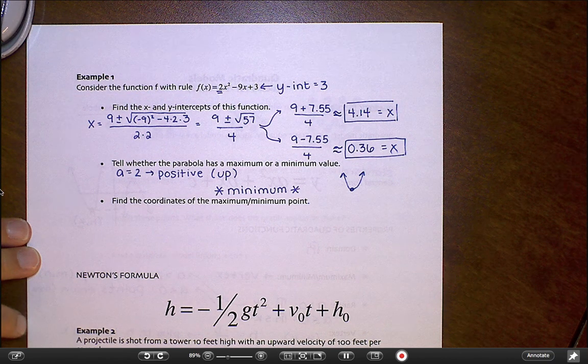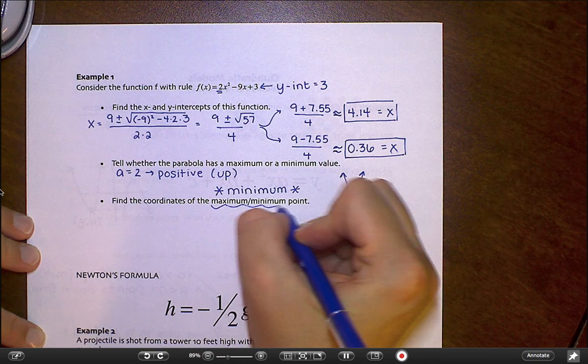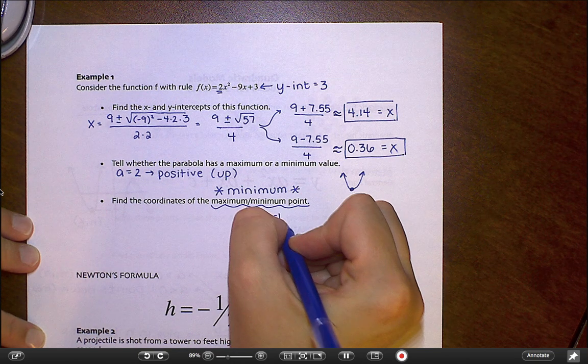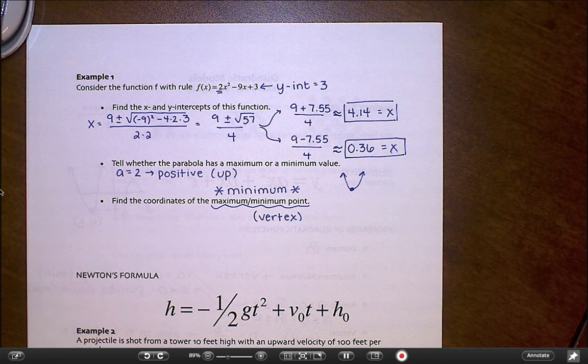Okay. And then when it says find the coordinates of the maximum or minimum point, I just want to point out that when I ask that question, really what I'm asking for is the vertex. Now there are two different ways you could go here for finding the vertex. You could do completing the square and convert this into vertex form, or you could use the calculations to find h and k.